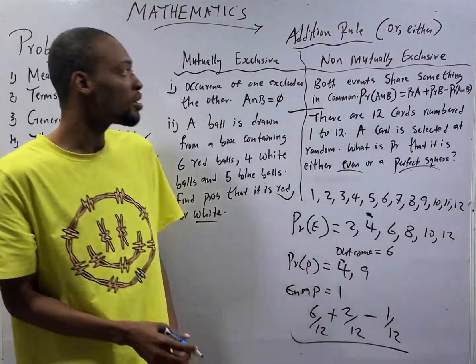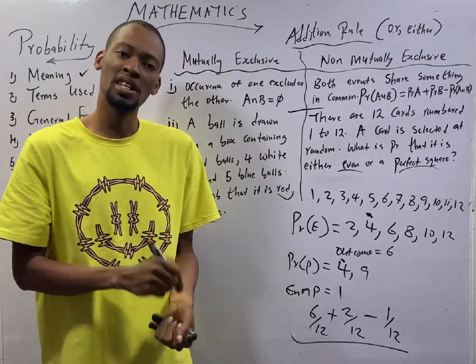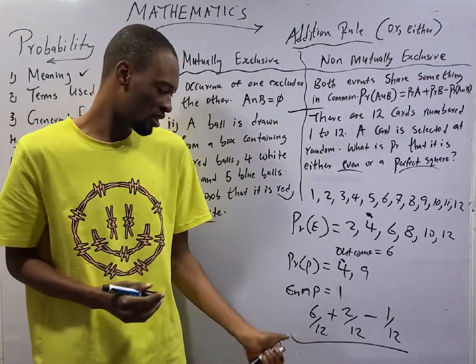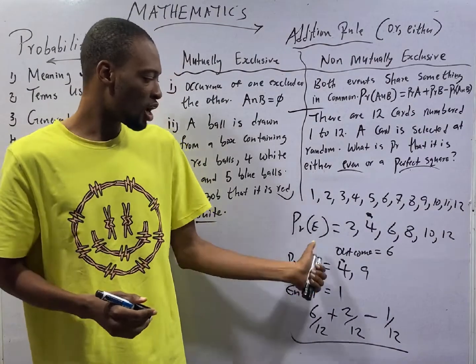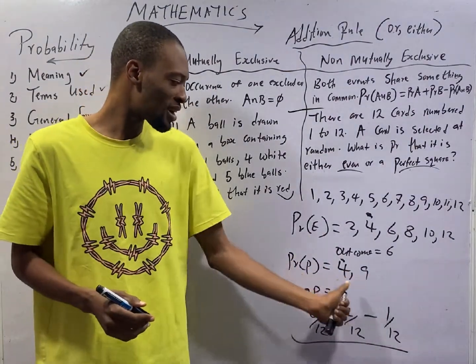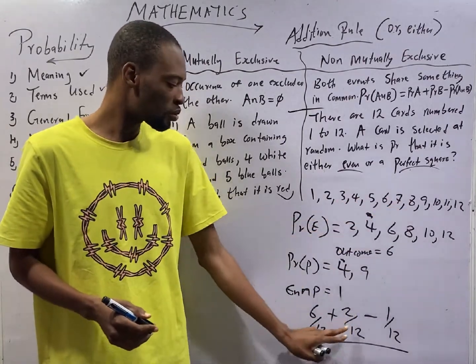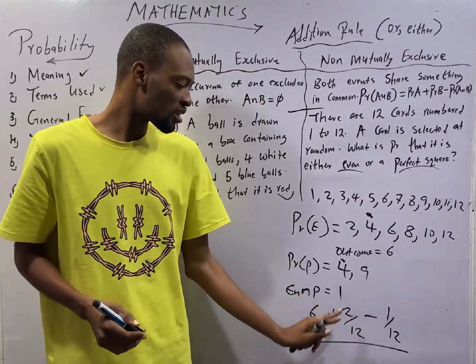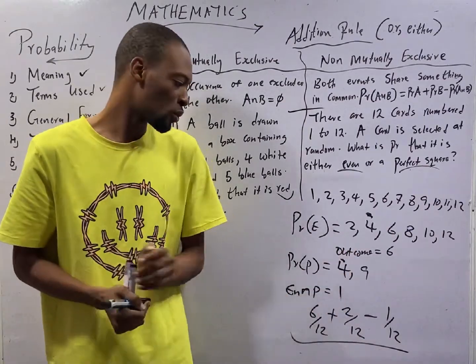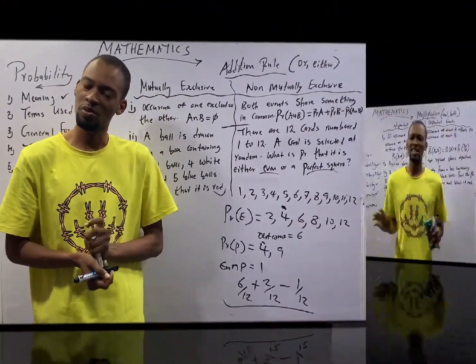So this is it for non-mutually exclusive events. You subtract how many they have in common over the total. So 6 over 12 is the probability of even, plus 2 over 12 for the two perfect squares out of the 12. Then you subtract the one number that they have in common, 1 over 12. I hope this makes sense to you.